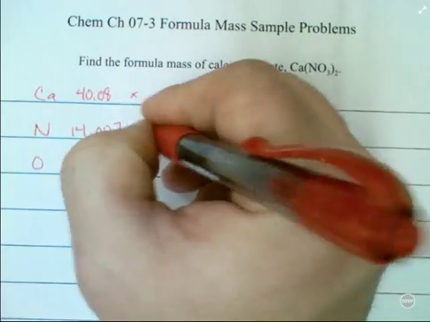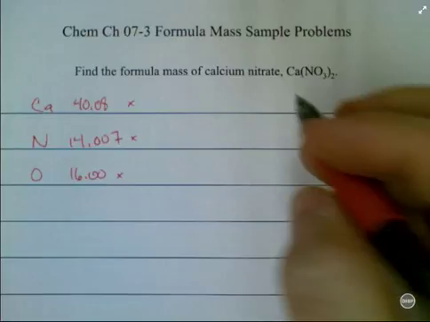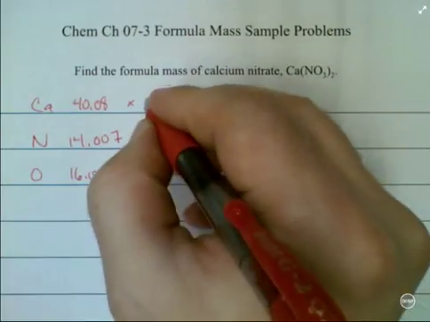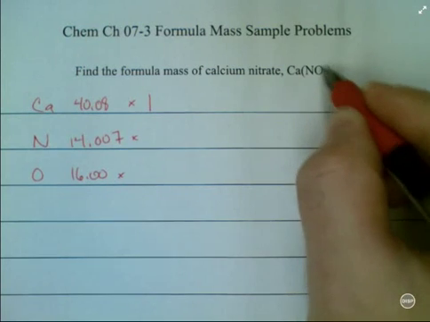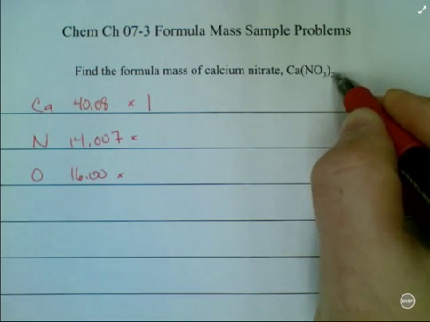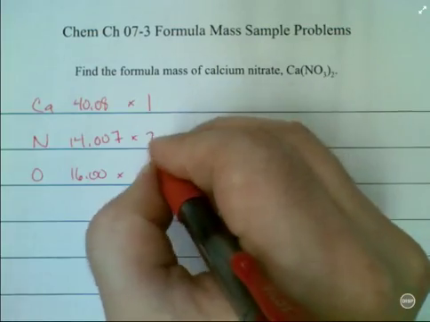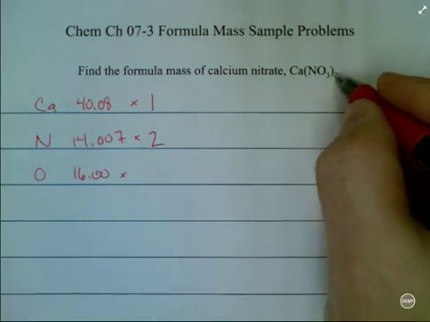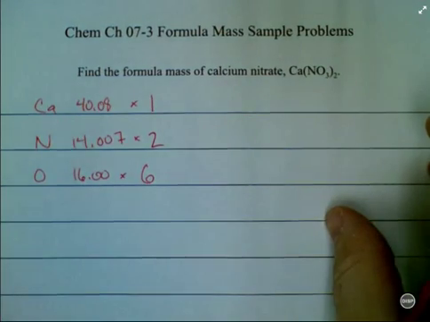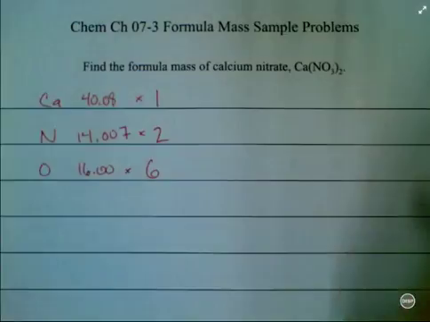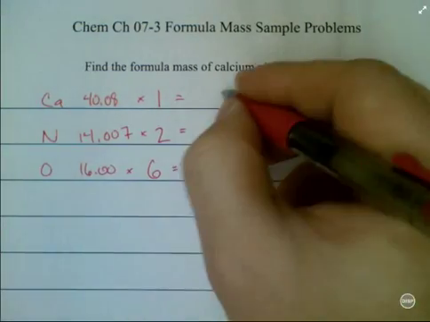Next step, I need to take into consideration how many of each of these elements are present and multiply that out. So I have 1 calcium. I have 2 nitrogens because there are 2 nitrate polyatomic ions. There are 2 of them indicated here. Each one has 1 nitrogen. There's 2 of them total, so I'll actually have 2 nitrogen atoms. And then overall, I actually have 6 oxygen atoms because, again, each nitrate has 3 oxygens and there are 2 nitrates present.